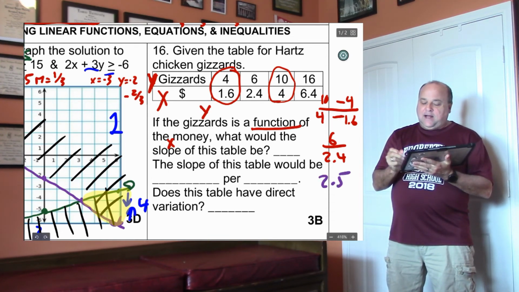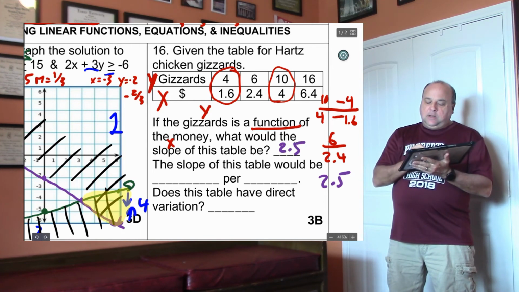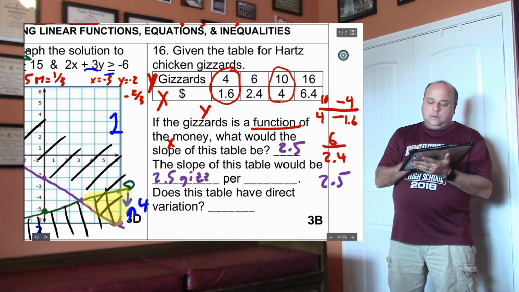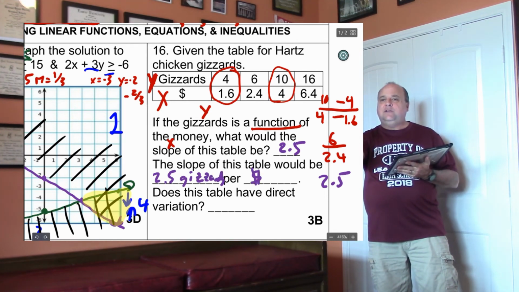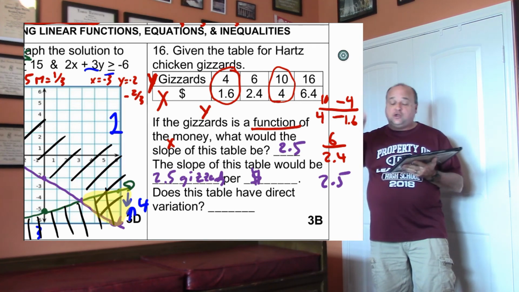Now then, since this has money, we're going to leave it as a decimal. So 2.5. That means the slope of this table would be 2.5 gizzards per dollar. If you have $1, you can get 2.5 gizzards.